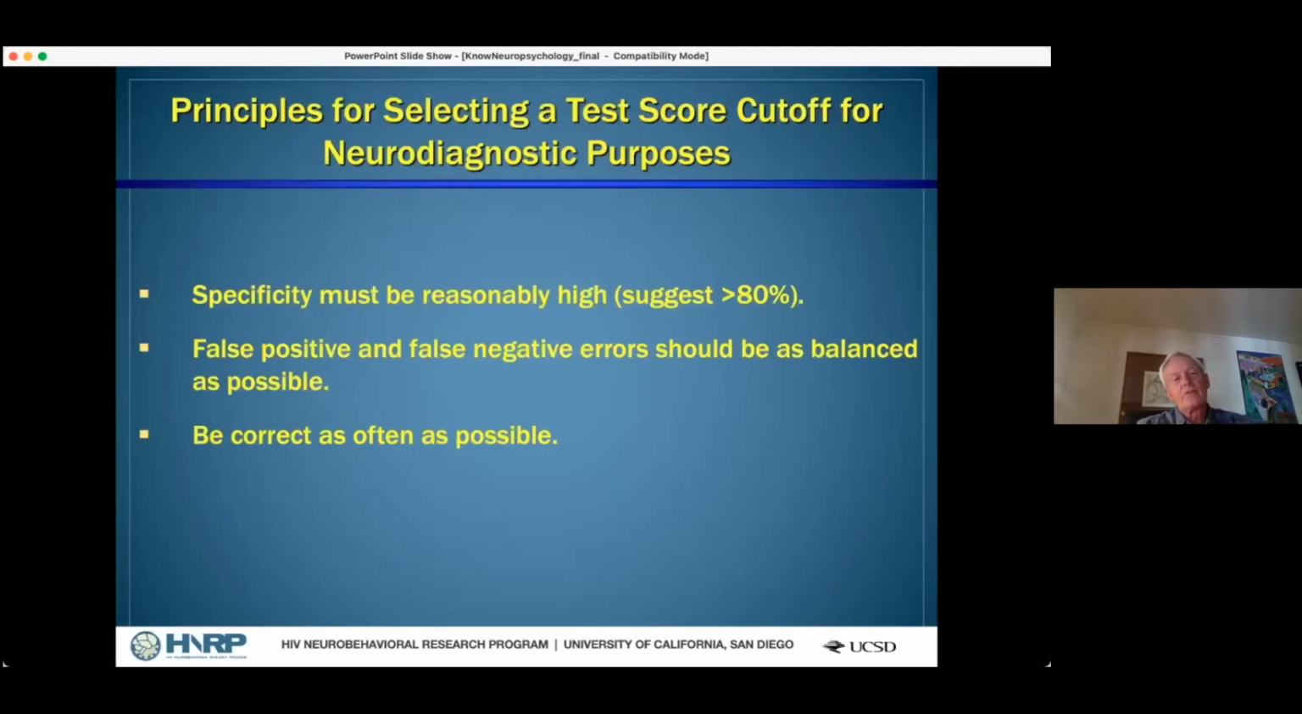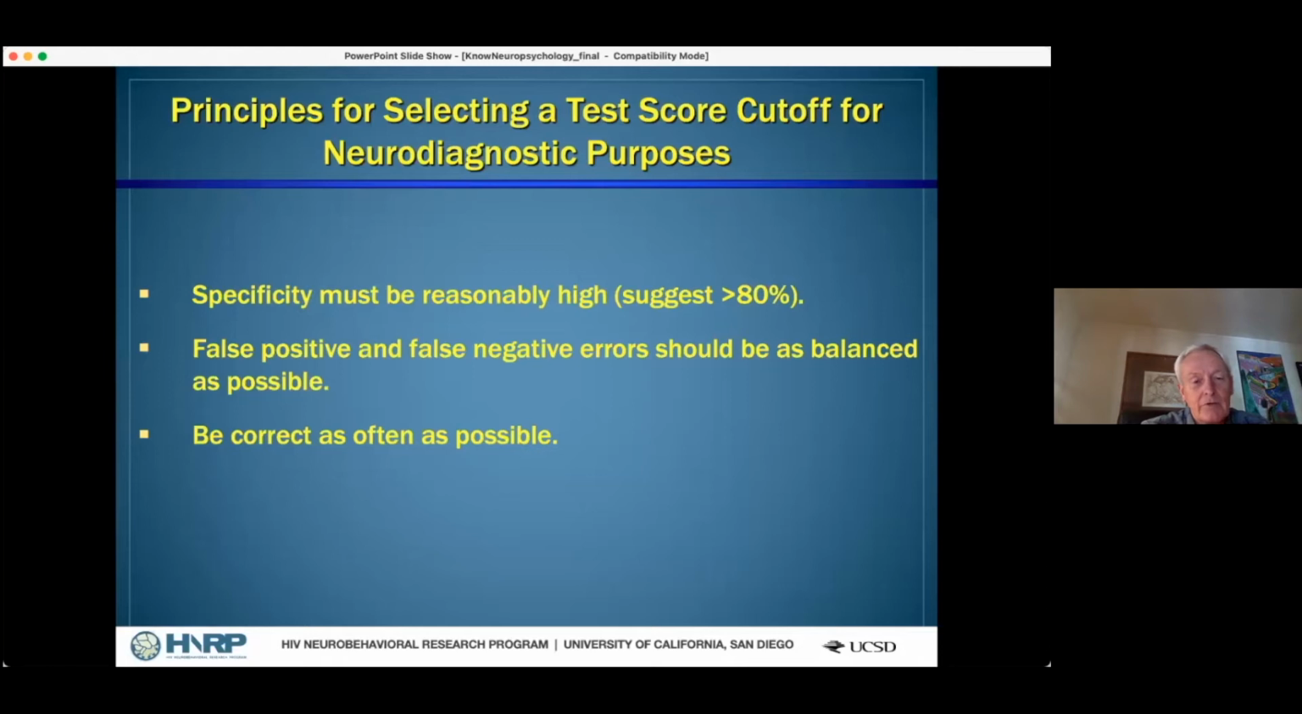So I would suggest these as guidelines for how to pick your cut point. And with T-scores, you can pick it wherever you want to, but just be aware that there is this trade-off. I would suggest that specificity must be reasonably high because norms are all about specificity, and I suggest it should be more than 80%. Secondly, false positive and false negative errors are both bad, so they should be as balanced as possible. And thirdly, we would like to be correct as often as possible.